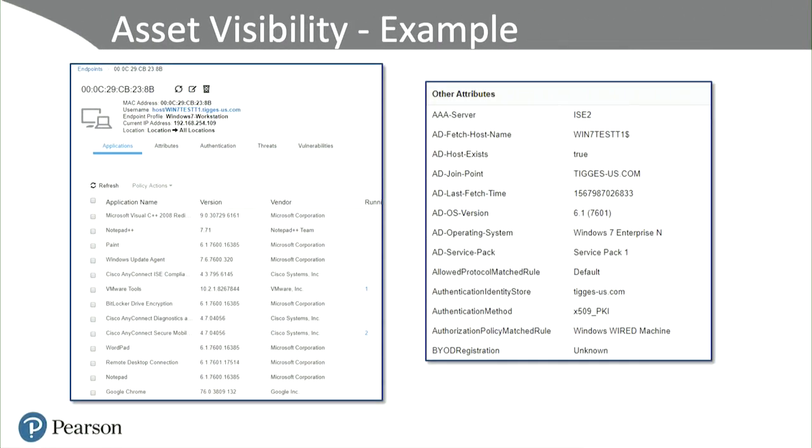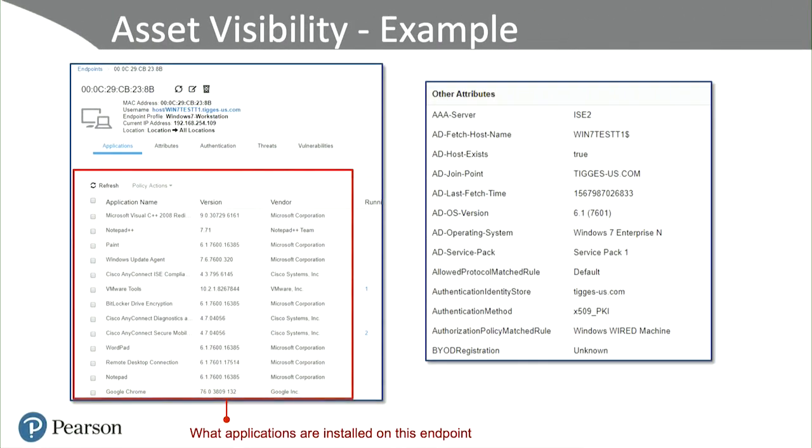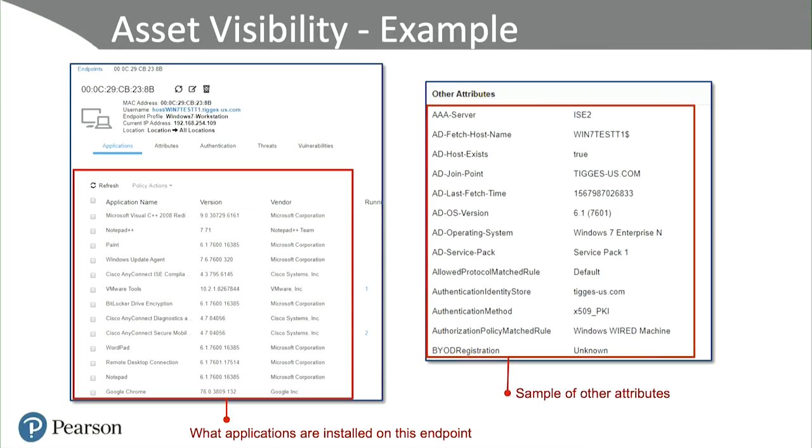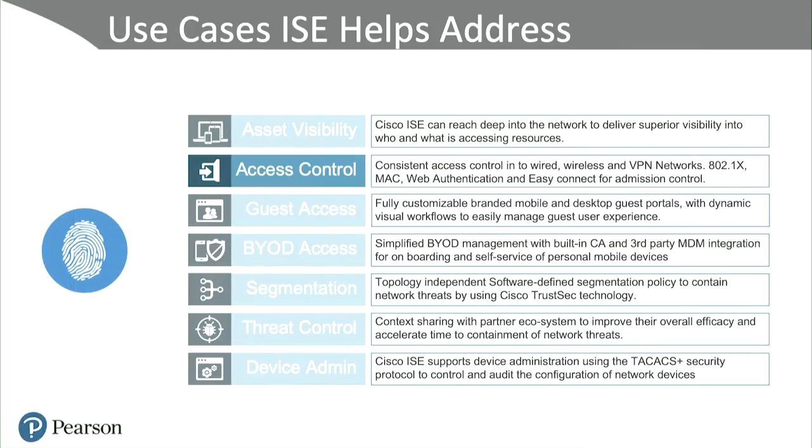If we look at a couple examples, this is a screenshot of the context visibility application within ISE. As you can see, I've got an endpoint up on the screen, and I'm showing a list of installed applications that's on that endpoint. Over off to the side, we've got some other information. In this case, it's Active Directory information. So this machine is joined to AD, and I've got access to all these attributes that are part of AD as well too, that I can use in my policies. So pretty cool from that perspective.